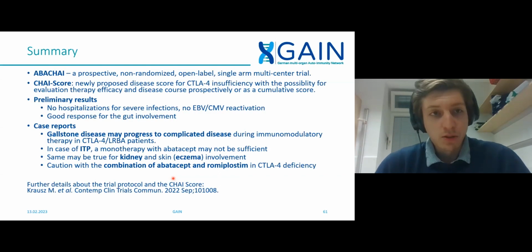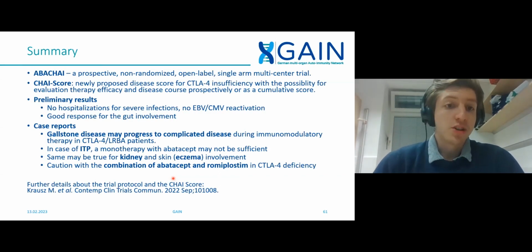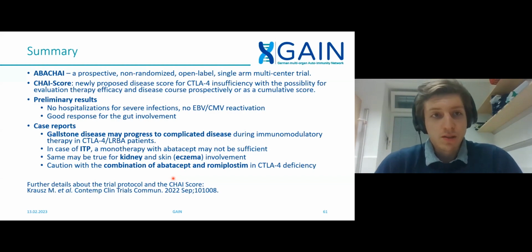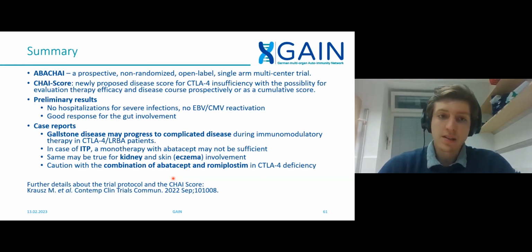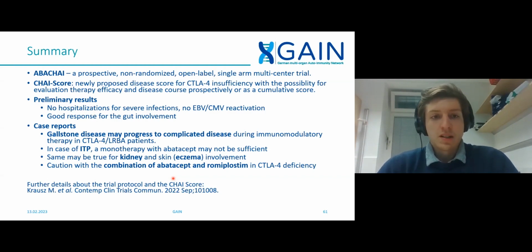So as a summary, I introduced you to the ABACHAI clinical trial, and as well the CHI score, that is our novel proposed disease score for the CTLA4 and LRBA disease, and showed some preliminary results that show that we had no hospitalizations for severe infections, no EBV or CMV reactivations, as well as generally a good response for the gut involvement. And from the case reports, what I think is worth that you take home is, firstly, that gallstone disease may progress into a complicated disease during the immunomodulatory treatment.